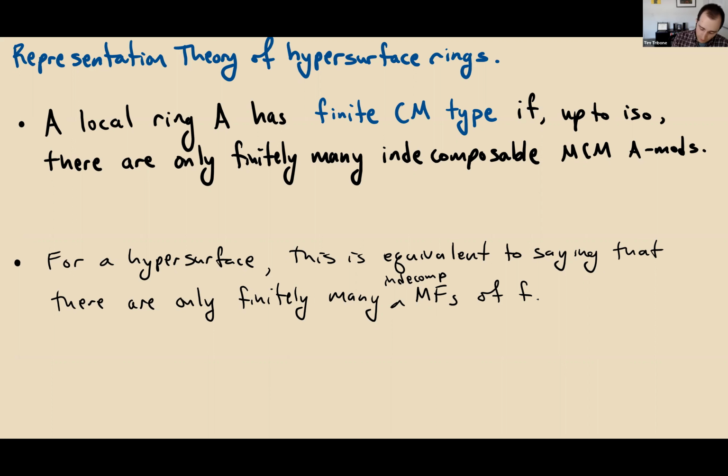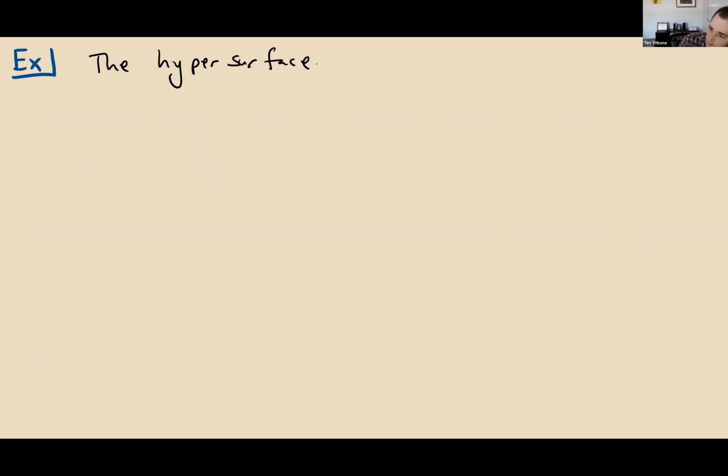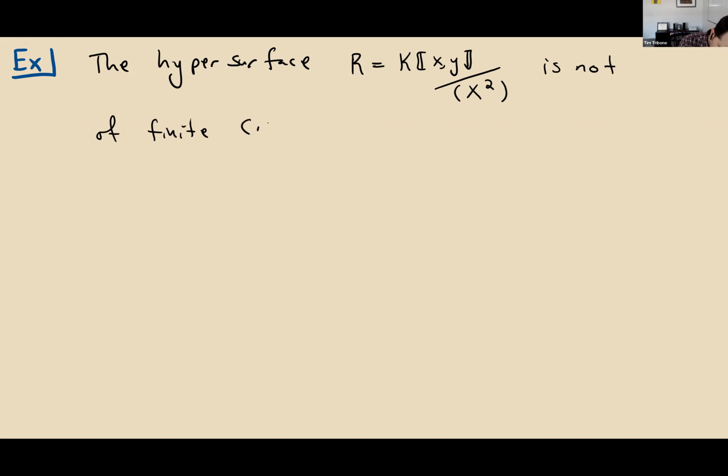Excellent. Okay, so let me just give you a ring, which I'm calling R, which is going to be a power series ring in two variables modded out by x squared. And what I claim is that this hypersurface ring is not of finite Cohen-Macaulay type. And how can we see that?